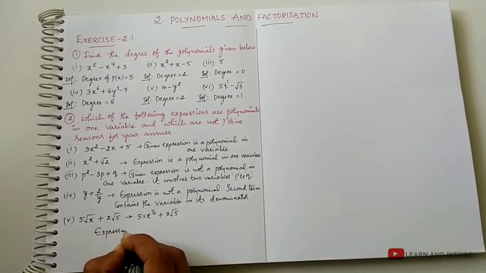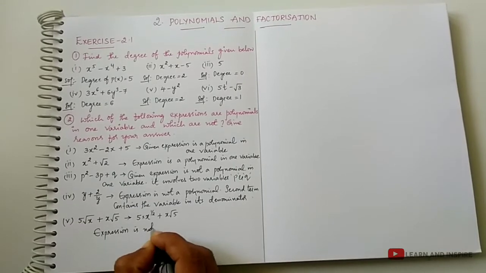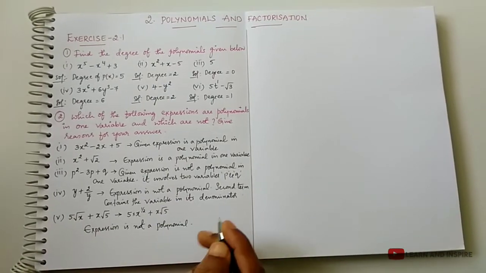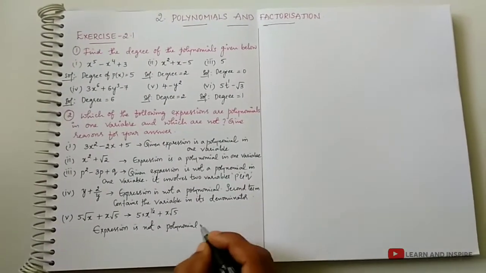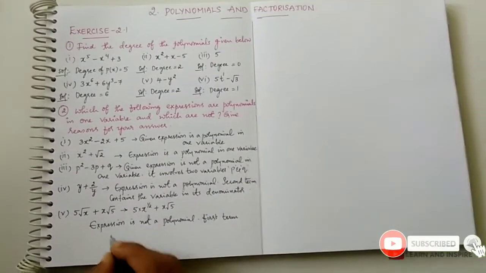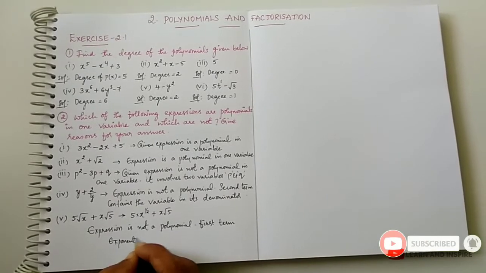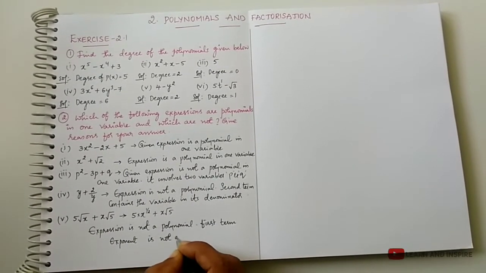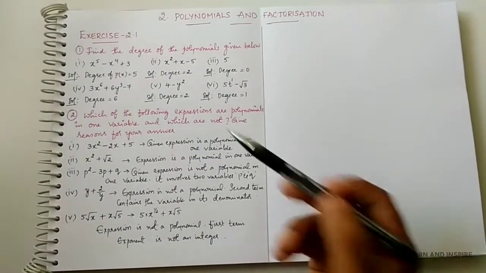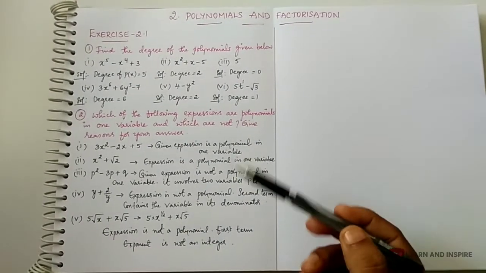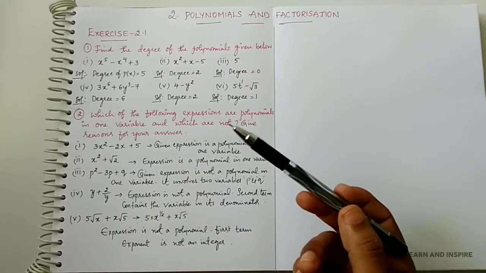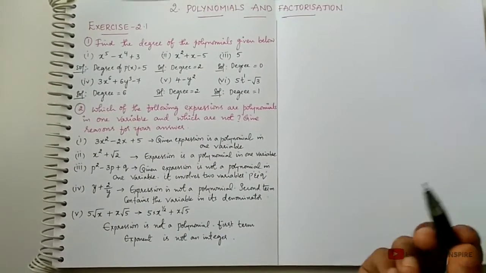Expression is not a polynomial. Why? Because the first term exponent is not an integer. Understood? So this is question number 2. I hope you have understood question number 2, identifying which of the given expressions are polynomials in one variable or not. So next, move on to the third one.